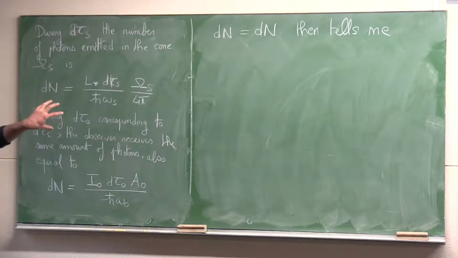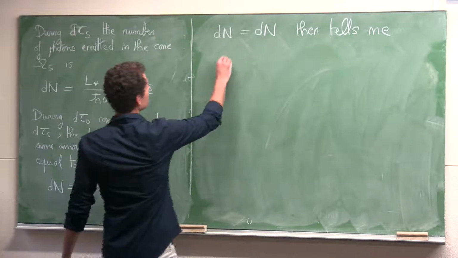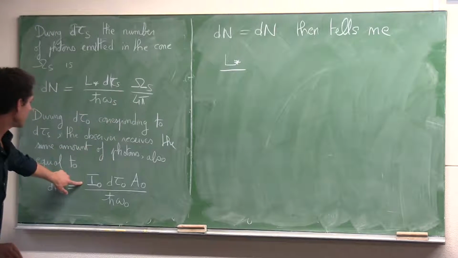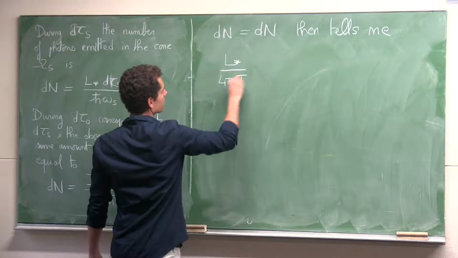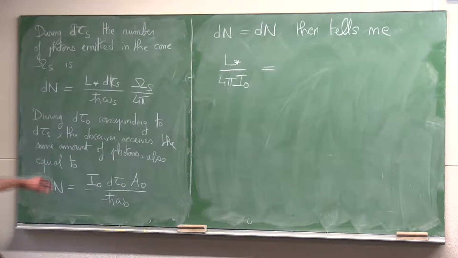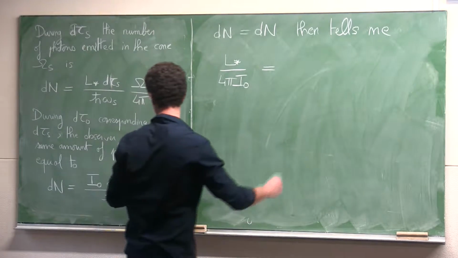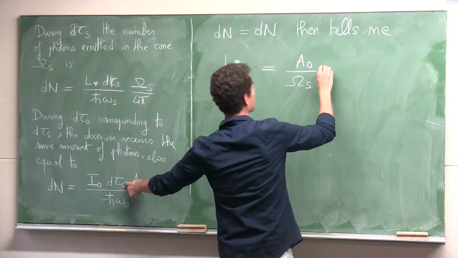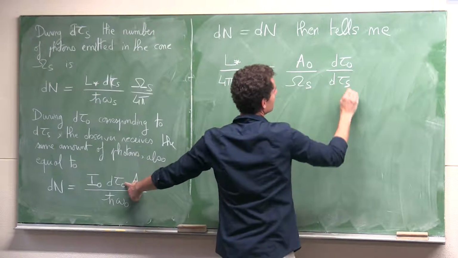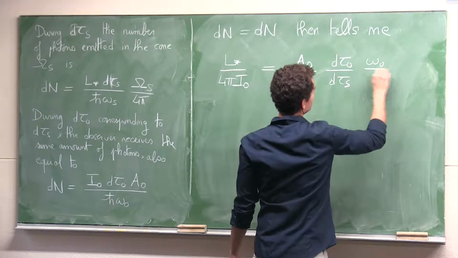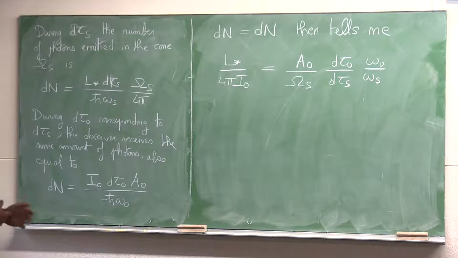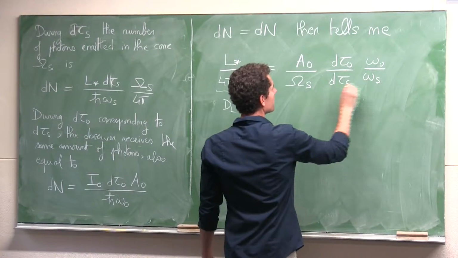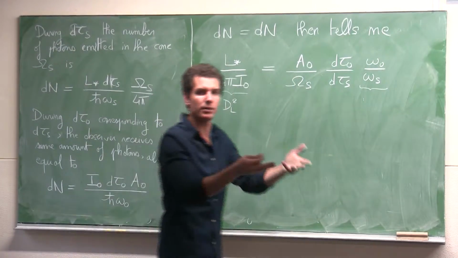I will isolate on the left-hand side what will correspond to the luminosity distance at the end. So I have this L star that will be divided by 4 pi here, and I0 that I divide by this. And what's remaining, on the right-hand side, is A0 divided by omega s. I have also d tau 0 divided by d tau s, and omega 0 divided by omega s. Alright? This is luminosity distance squared. This, by definition, is what we call the redshift. I mean, 1 plus the redshift.